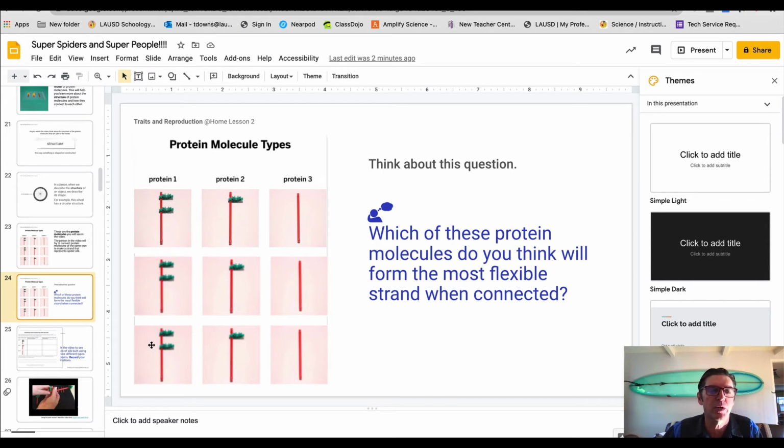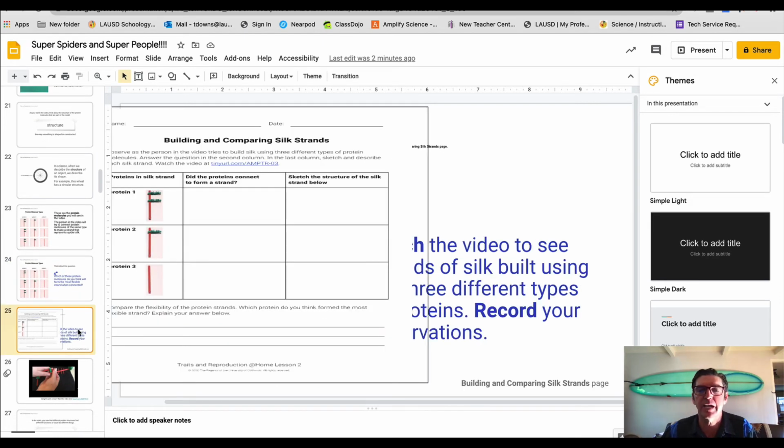So look at these real quick. This one, this one. Which of these protein molecules? This one to this one, this one to this one. Which will become more flexible? What do you think? All right, let's dive in.